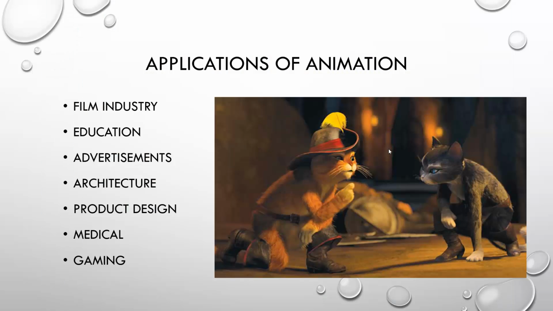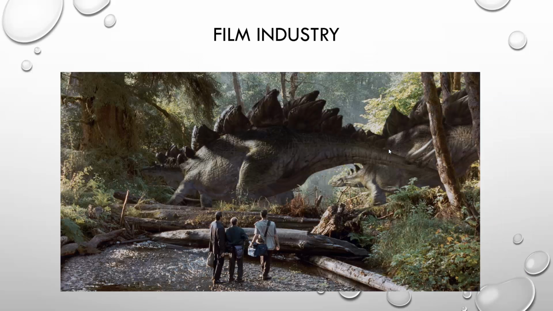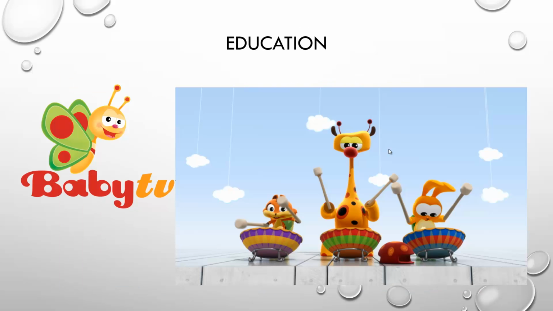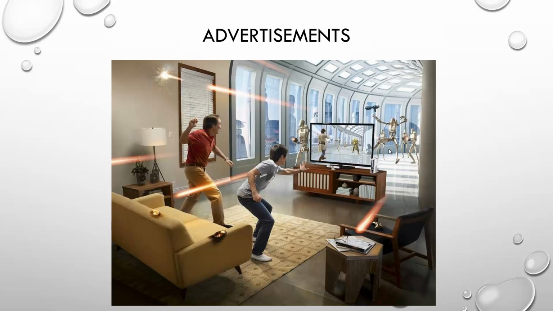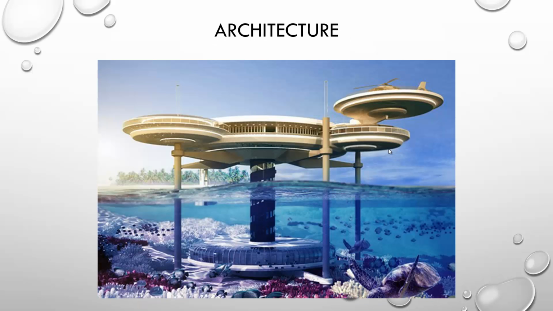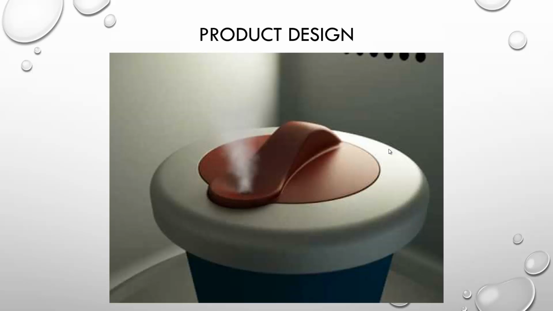Now let's talk about the applications. Animation can be applied almost in all the industries right now. Okay, so let's talk about them. Film industry, animation is used as visual effects elements. Education, as cartoons. Advertisements these days, almost all the advertisements that you see will have some kind of animation elements. Architecture, for visualization purposes. Product design, so before making a real product, we can just model them into computer graphics and animate them to see how the product would look even before prototyping.